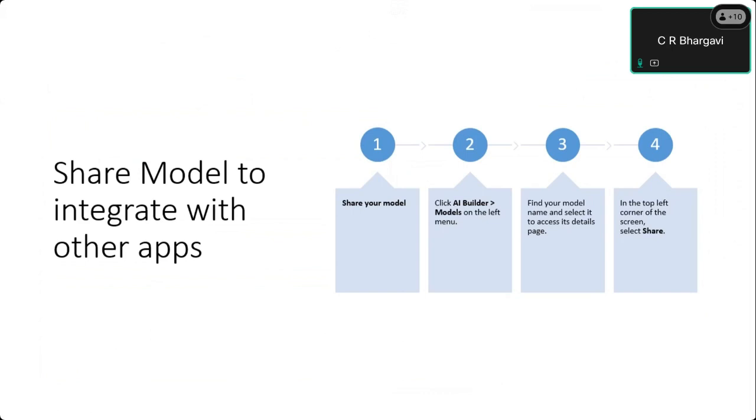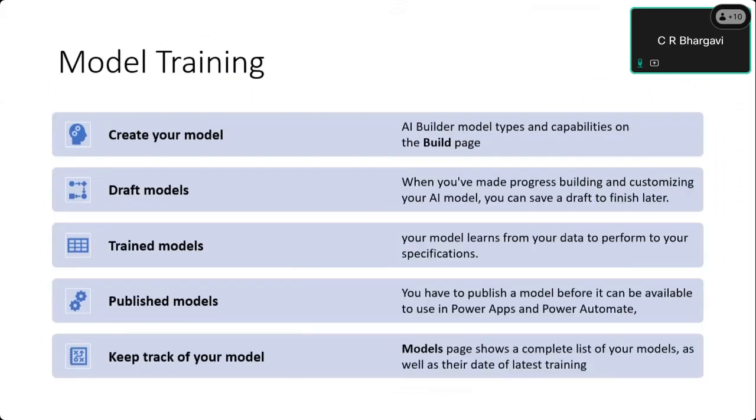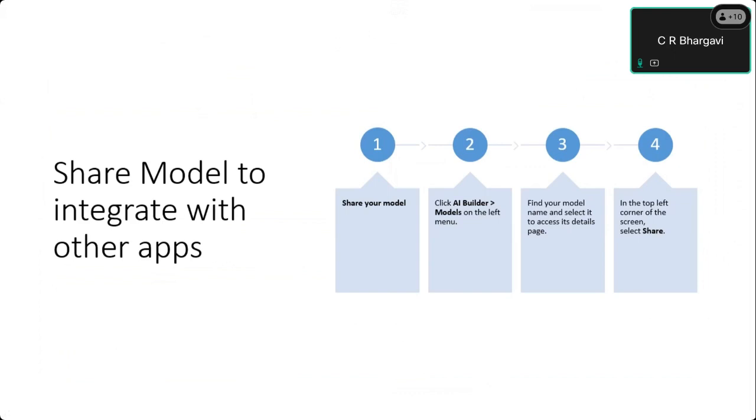And once all the things are done, say we have created a model, trained it, and also published it, now we have to keep track of the model as a last step. For that, we would share the model to integrate it with other applications. To share it, we would select the share option, and it can be integrated with Power Apps or Power Platform or anything of that sort, and you can use it in an application or automation.